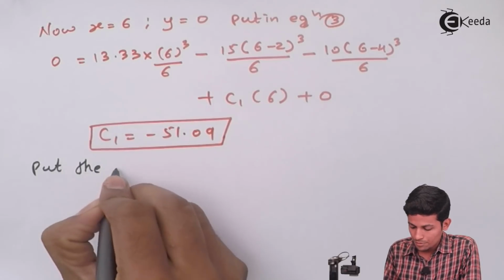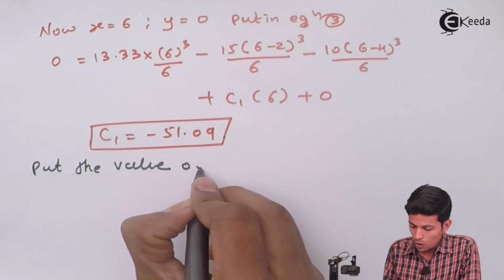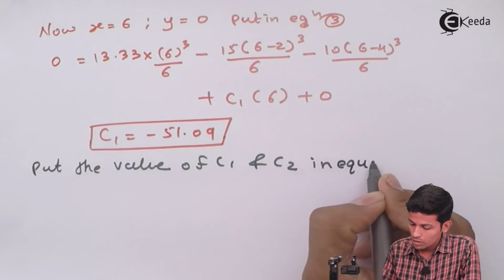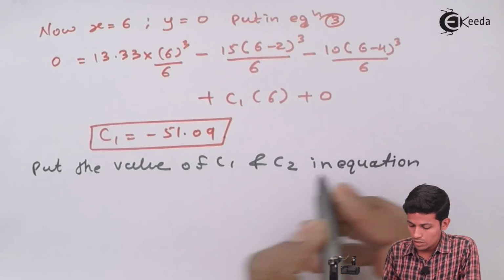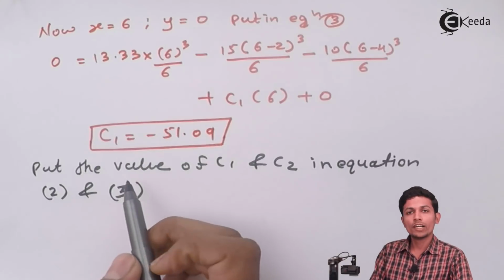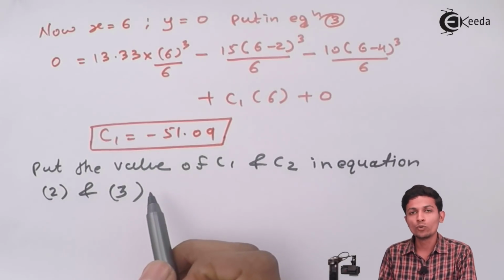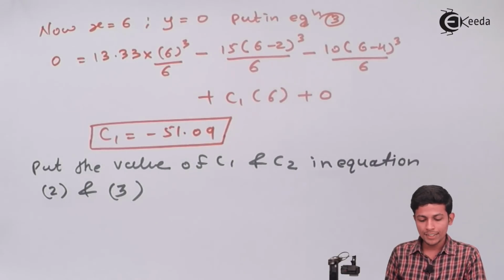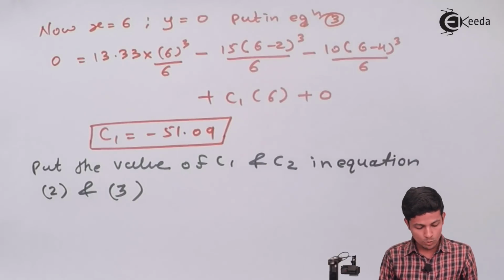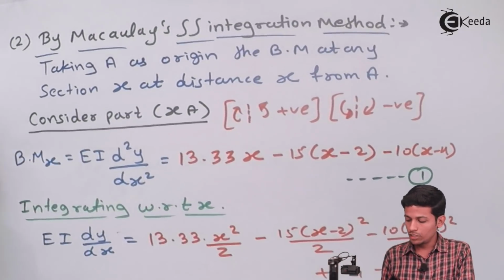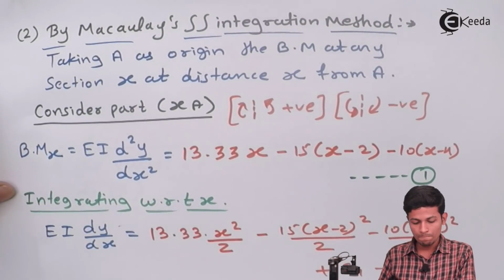After that, put the values of C1 and C2 in equation 2 and equation 3. Now we have got the values of C1 and C2. Now how will you put them? Put the values in equation 2 and 3. What is our equation number 2? See, our number 2 equation is here. This is your number 2 equation, so put it over here.